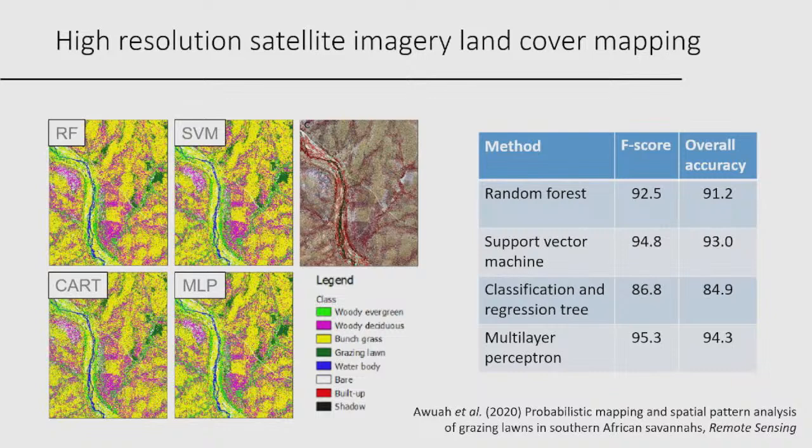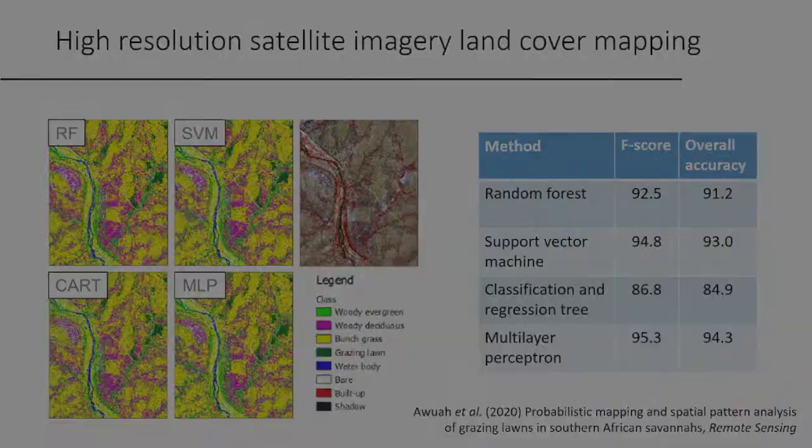So we used random forest, support vector machine, CART, classification and regression tree, and multi-layer perceptron to classify a range of different land covers, including grazing lawns, which are the dark green class here. And we classified these things pretty well. High accuracies, over 90% in all cases apart from CART. So we were comfortable that we were able to get somewhere with high resolution imagery and sophisticated contemporary machine learning algorithms.